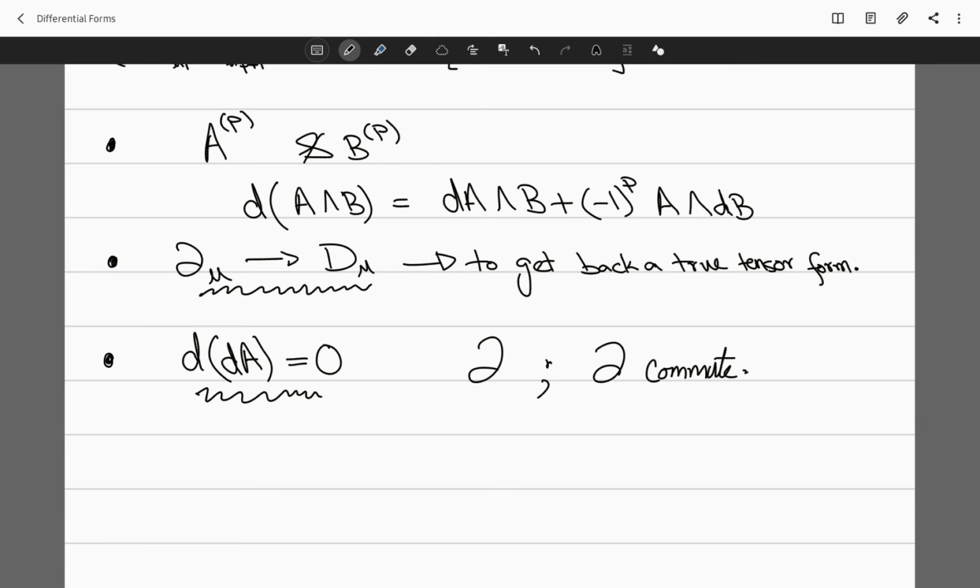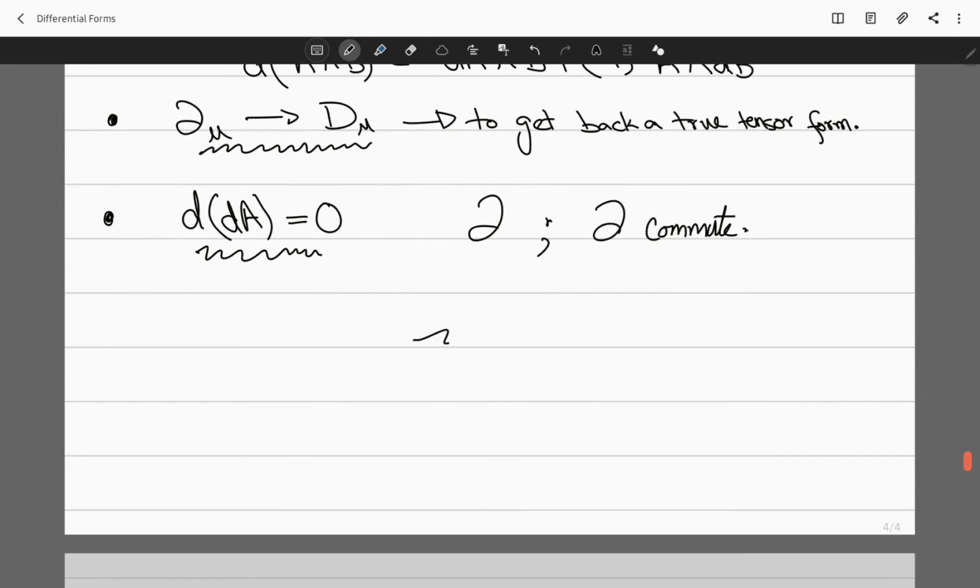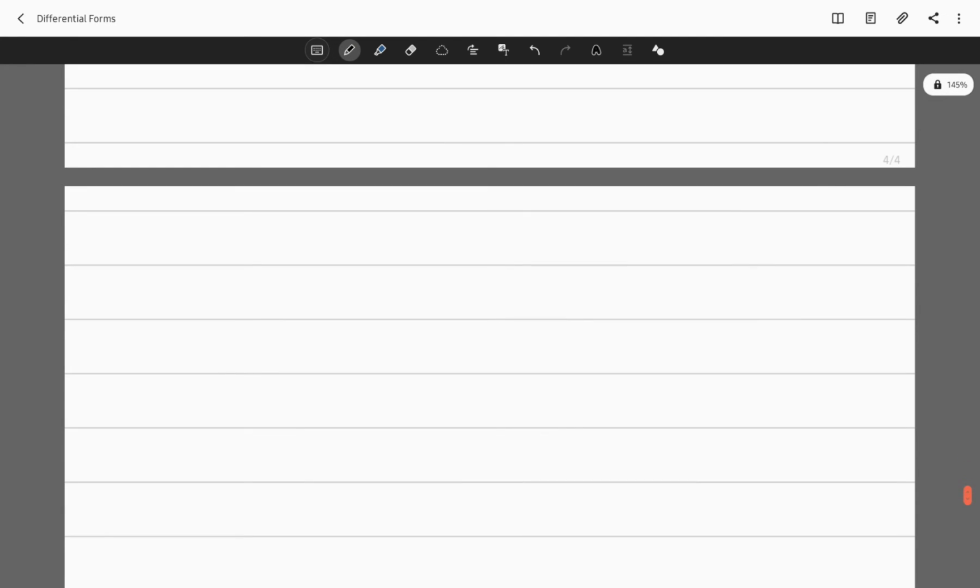Now, we have talked about the products of these forms. We have talked about derivatives of these forms. What could we talk about next? In fact, I even mentioned this. We could talk about integration, right? So once we have the derivative, then the natural question is how does one integrate, right? So integration.